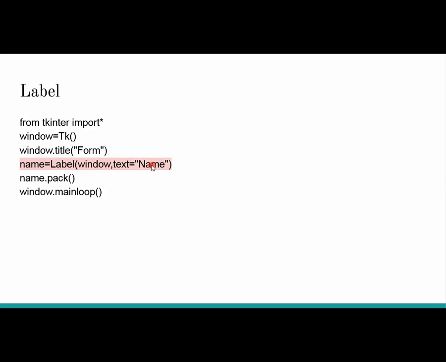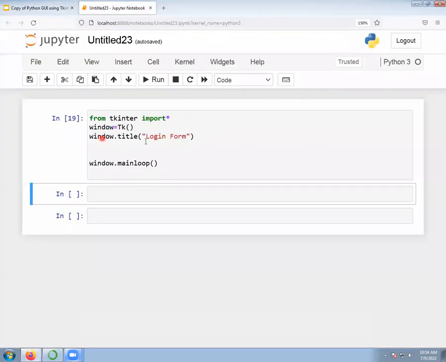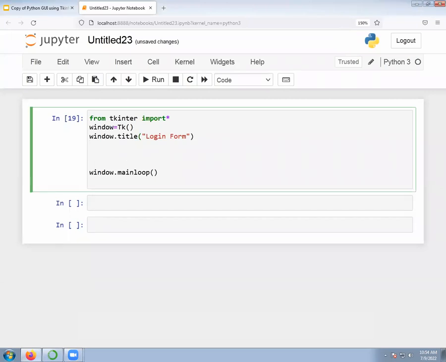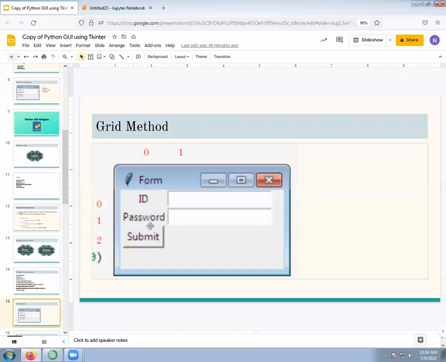So let us try the hands-on practice. I'll create a label here. I have told you the format to create a label. You can give a name as well. Suppose I want ID like this. I want such a structure: ID, password, and submit. So I need two labels, two entries, and one button.